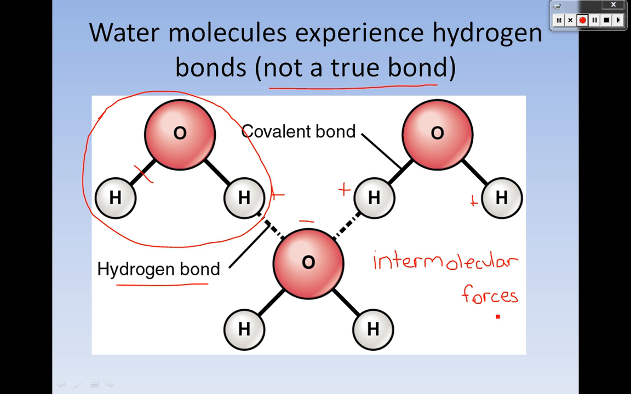And the fact that water is bent, therefore it is polar, therefore it experiences hydrogen bonds, is what makes it such a unique molecule. And tomorrow in class, we're going to do some activities that have to do with water and some of its unique properties. And then we'll follow up with some notes on how those unique properties affect life on Earth.